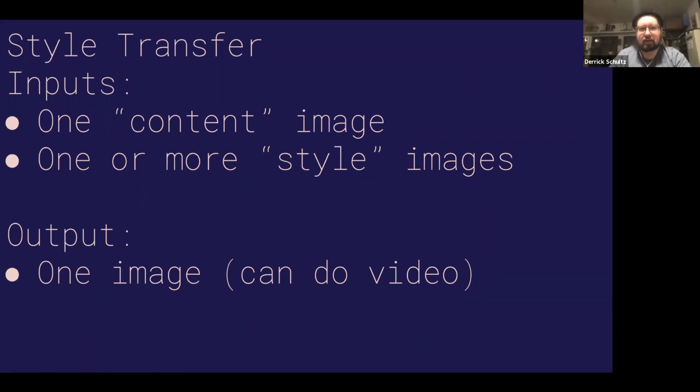So again, in this case, the inputs for this are: I need a content image, so you'll pull the content and shapes out of it, and then you need a style image to be able to pull the style and textures out of. And you can combine those together to get one image.